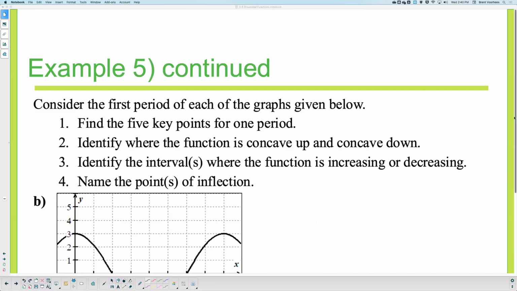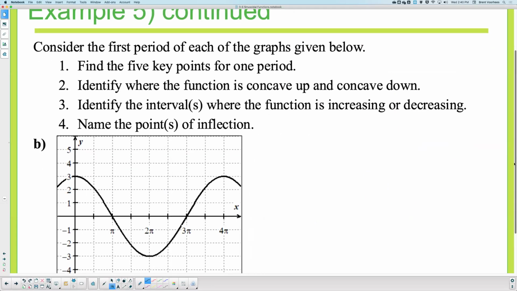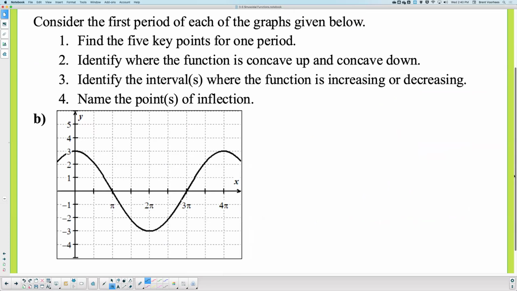Okay, I have a part B here. Identify for me what's happening at the start of this first period. Are we concave up or concave down in here? Concave down. Are we increasing, decreasing? Decreasing. Yeah.